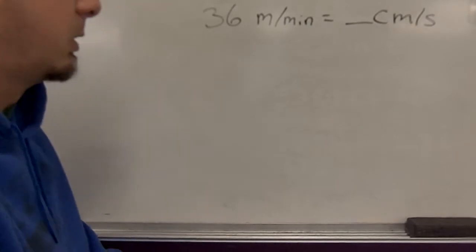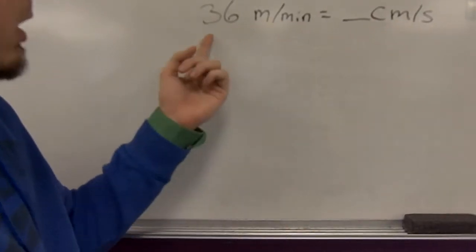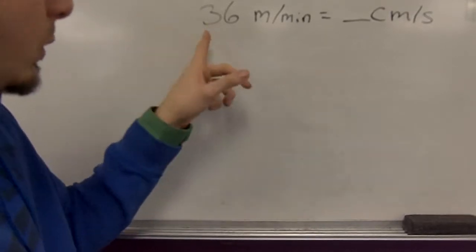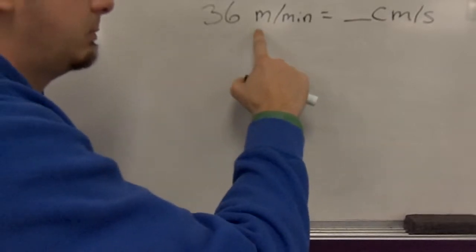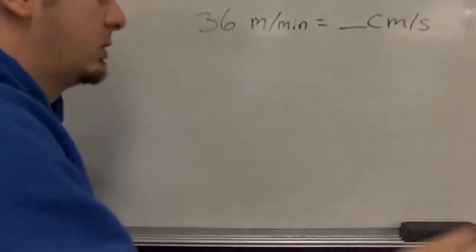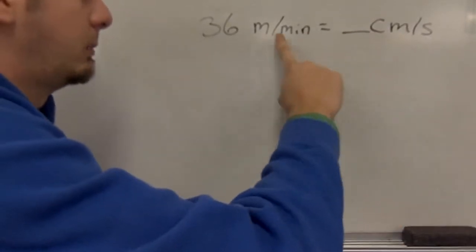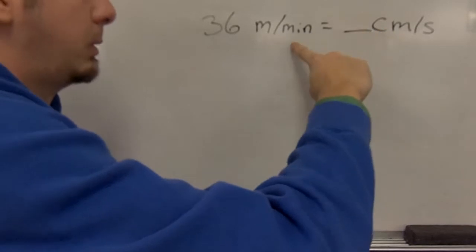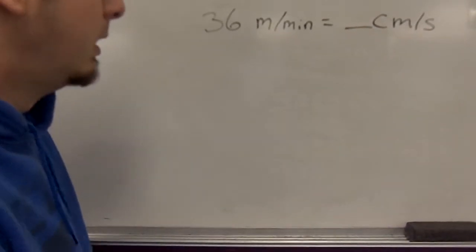So really what's going to go on here is we're going to convert one rate into another rate. You could say I was walking or driving 36 meters a minute, okay? And I want to know how many centimeters a second that is. So what has to happen is I have to convert my meters into centimeters, and my minutes into seconds. But I'm not going to do that all at once. I'm going to do it one step at a time.